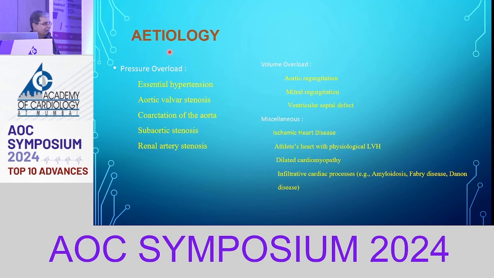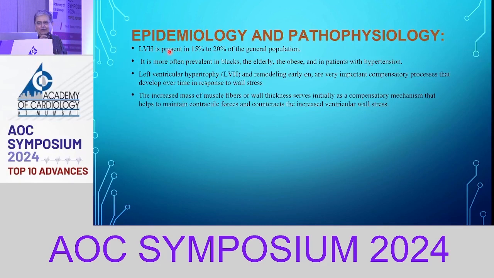Now one wonders why ischemic heart disease. Well, basically when there is an infarct somewhere, the other areas of the myocardium start to compensate by becoming hypertrophic. So that's one of the causes of this. Athlete's heart has always been an issue with us. Dilated cardiomyopathy, because of its increased volume, can have an increased mass, and infiltrating cardiac processes. So about 15 to 20% of the general population, if you use some lax criteria, you can detect that. It's more often prevalent in the obese and in patients with hypertension. And these are supposed to be compensatory mechanisms.